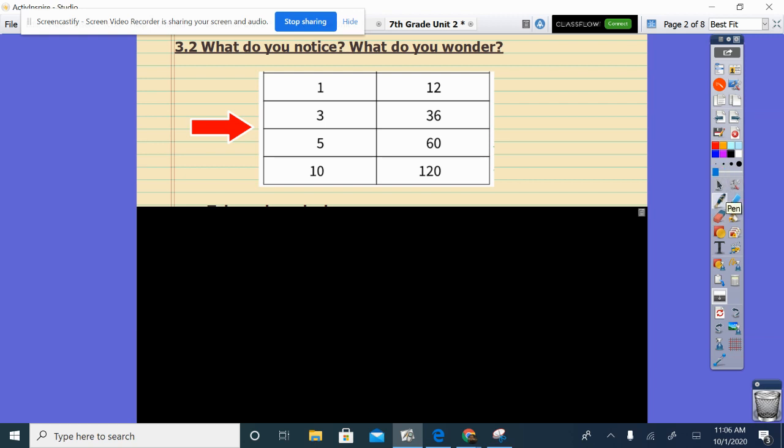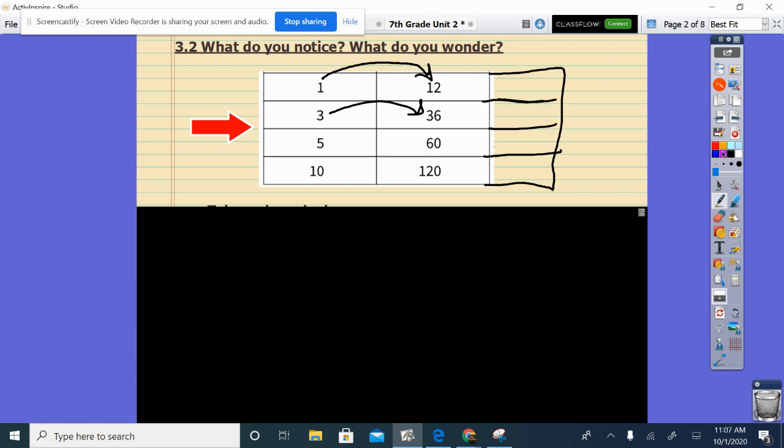So what do you notice? What do you wonder? What I'm noticing is that if I go from this to here, that's a smaller number to a larger number, so that usually means it's either addition or multiplication. Then I start looking at it, and it's not really addition, because 11 plus 1 is 12, that's true, but 11 plus 3 would not be 36. So I'm thinking multiplication.